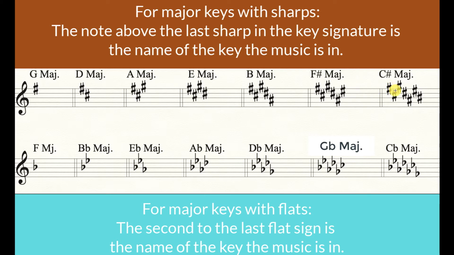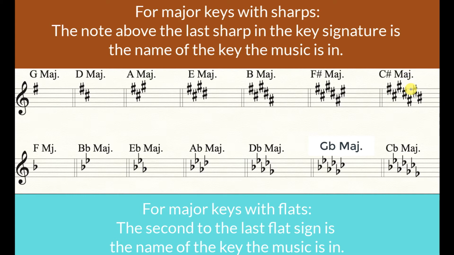There are 7 sharps in this key. All the notes are sharp. So 1, 2, 3, 4, 5, 6, 7. The last sharp is B sharp. So the note above B is C. Now again, don't forget, it's C sharp major.